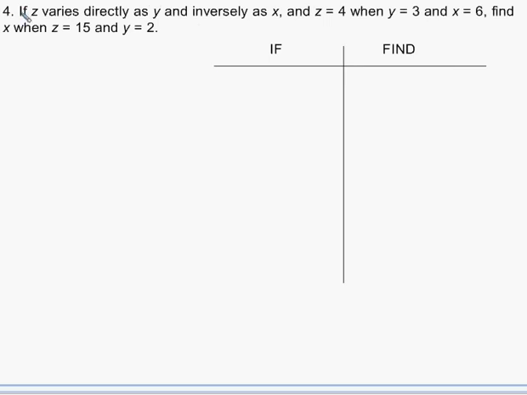Another one. If z varies directly as y and inversely as x. Now we have a combination. We have a directly and inversely. The easiest way to do this is to read left to right. Remember, varies, equal sign. So let's look at our first combination. It says if z varies directly as y. So let's just stop right here. So we have z varies directly as y.